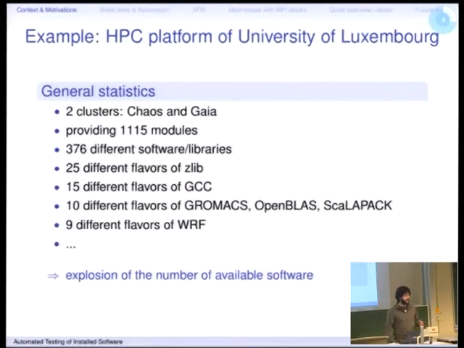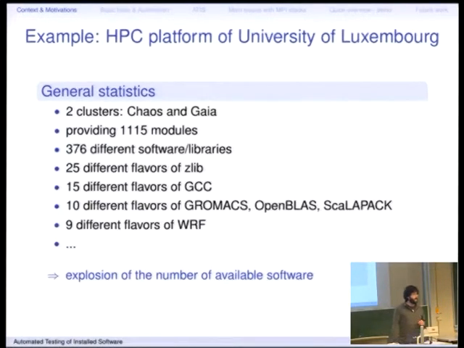One example at the University of Luxembourg, a few statistics about the software installed there. Currently we have two clusters using EasyBuild, and they provide more than 1,000 modules, each of them. Many of them are just duplicated versions, built with different toolchains, etc. I counted 376 different software or libraries.